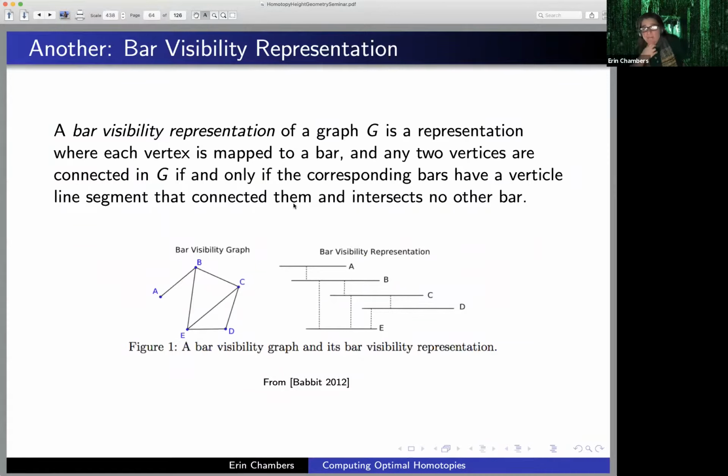It also connects to bar visibility representations, which are kind of a thing you see in graph drawing, where we have each vertex getting marked. So vertex A maps to line A, vertex B to line B, and any two things that are visible in the bar representation get an edge between them in the graph. A commonly used combinatorial framework for graphs.